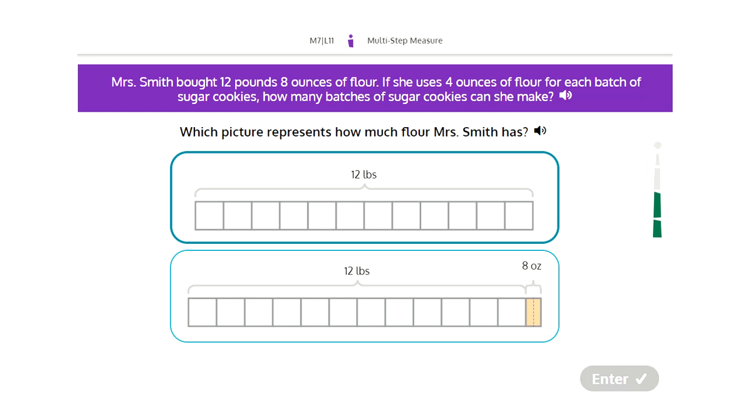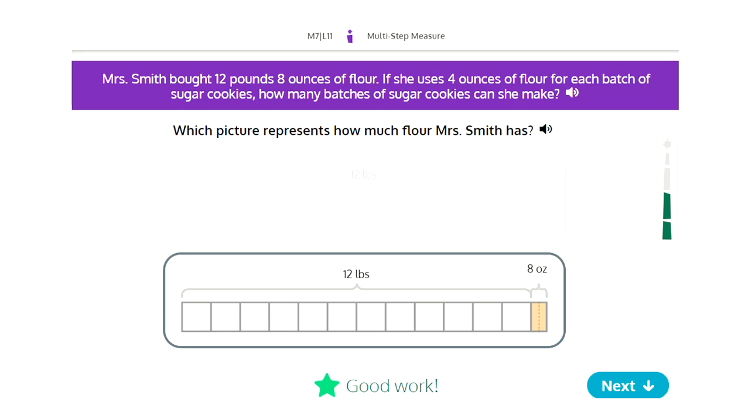This problem is all about Mrs. Smith and her 12 pounds, 8 ounces of flour. If she uses 4 ounces of flour for each batch of sugar cookies, how many batches of sugar cookies can she make? And so you're just looking at the tape diagram and you're trying to decide which one represents the 12 pounds, 8 ounces of flour that Mrs. Smith bought for her cookies. That's right, it was the bottom diagram. Notice that it shows 12 individual units, and then the 8 ounces are the little portion left over that's not a pound. Good.